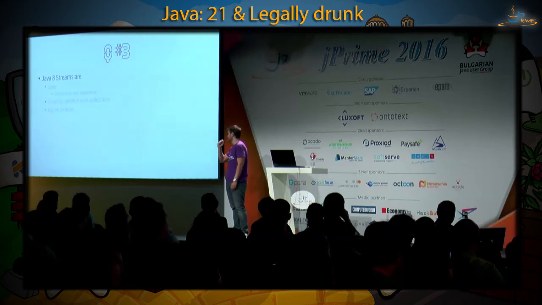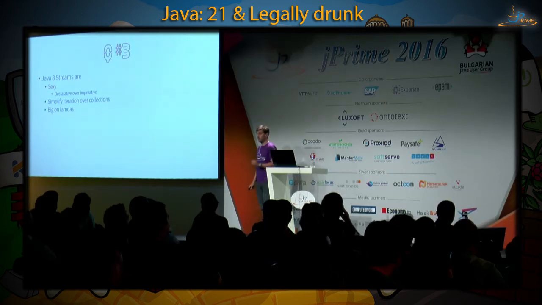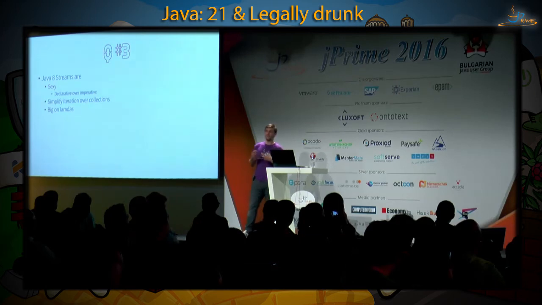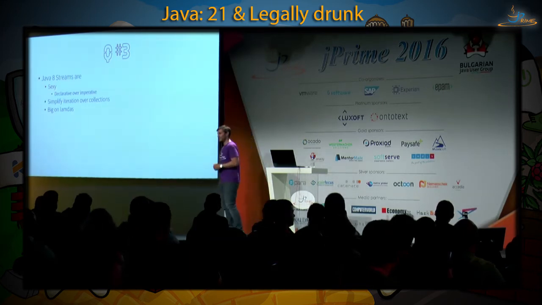Java streams are sexy, you know, declarative over imperative. They definitely simplify iteration over collections. And they are pretty big on lambda. And this is all great, this is fine, and this is super good, and I'm super happy to have Java 8 streams in Java 8, but it's not a silver bullet.